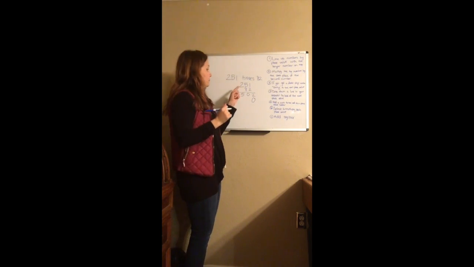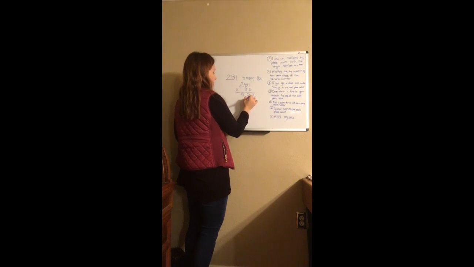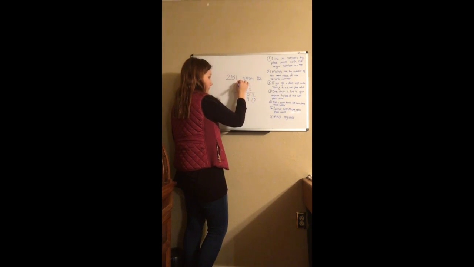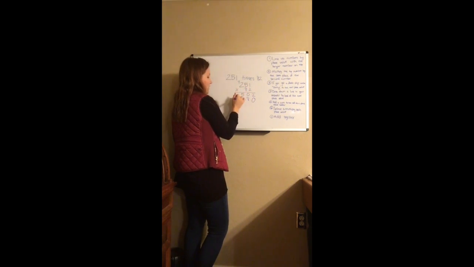So then I have 8 times 1 will give me 8. 8 times 5 is 40. And then 8 times 2 is 16, plus 4 is 20. So then my last step, I'm going to add them all together. 2 plus 0 is 2. 0 plus 8 is 8. 5 plus 0 is 5. And then we just have a 2, 0, because there's nothing to add there.